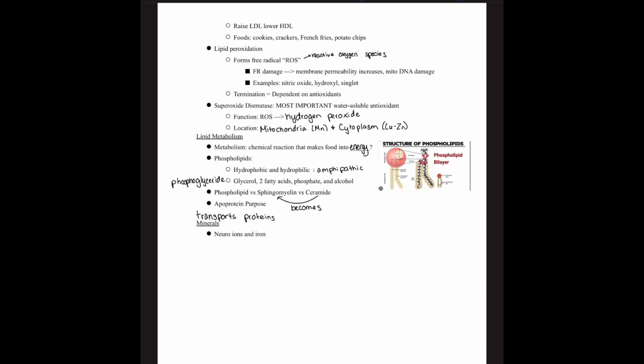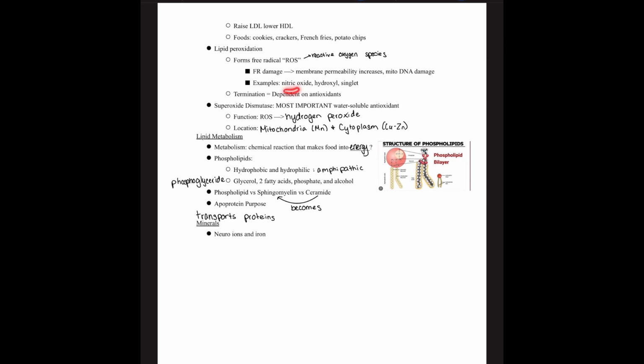Moving on, lipid peroxidation. So this is why our lipids spoil. They undergo lipid peroxidation. So when you put your food in the fridge, it goes rancid. It's because these free radicals are forming, or you might hear them referred to as ROS, reactive oxygen species. You do not want these, and you especially do not want them in your body. So if you have free radicals hanging out in your body longer than they should be, that's going to increase your membrane permeability and cause mitochondrial DNA damage. Pretty much not good stuff. Your body's going to start shutting down.